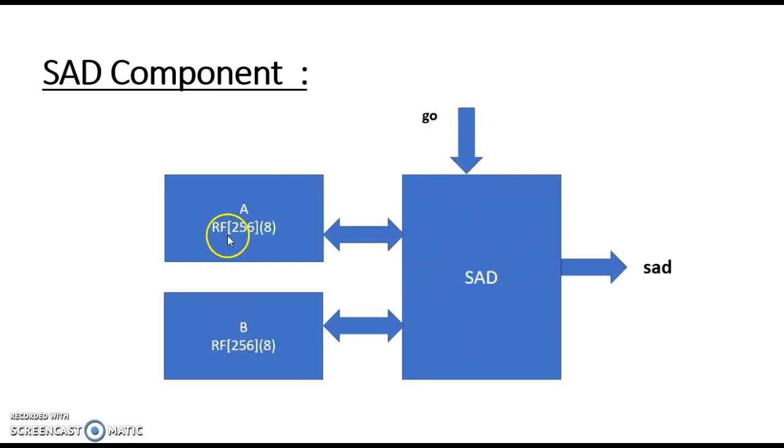Now these are two registers. These are two frames, we can say, each consisting of 256 by 8, where 8 is a byte. So this register consists of 256 bytes, and this register consists of 256 bytes. These are part of frame A and part of frame B. This is the input. This SAD block will calculate the difference and give you the SAD value. That is our aim.